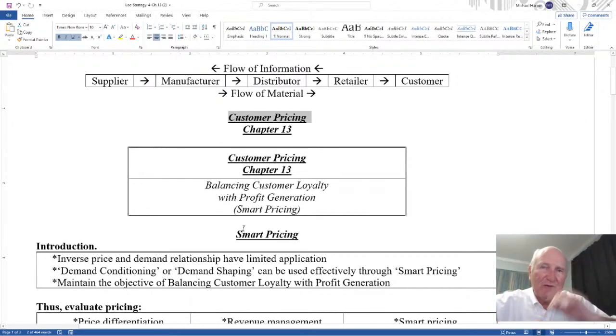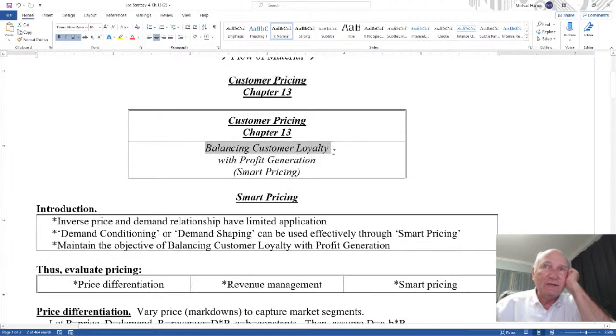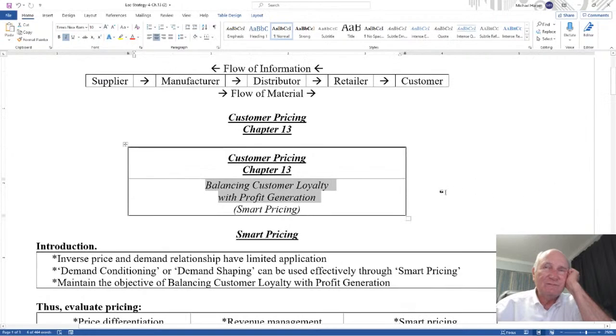So not only do you have the same profit margin, you can have your volume with supply chain efficiency. Okay, customer pricing. Balancing customer loyalty with profit generation, called smart pricing. Well, the idea of balancing this: if you have really low profit margins, you'll have really good customer loyalty. If you have really high profit margins, higher than anyone, you're likely to have very low customer loyalty. So where's that trade-off and where's that balance point?